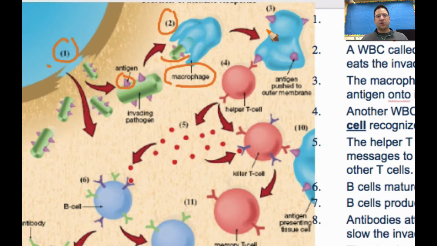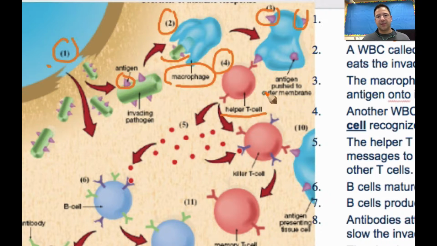Once that macrophage has swallowed up and engulfed that pathogen, it's going to place the antigen's protein markers on its membrane. Now once those protein markers are on the membrane, we have this new cell. Step number 4 is called the helper T cell.